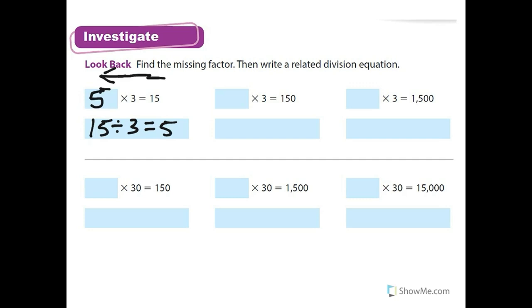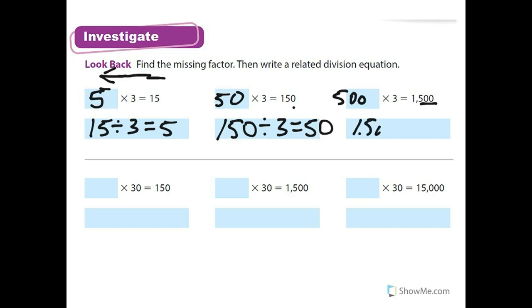All right, so 5 times 3, we get 15, so we're going to put a 0 there. So 150 divided by 3 equals 50. And then, how many zeros are here? 2, so it's going to be 500. 500 times 3 equals 1,500. And if we do it the opposite way, it would be 1,500 divided by 3 equals 500.